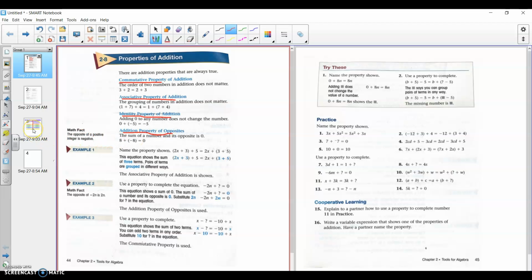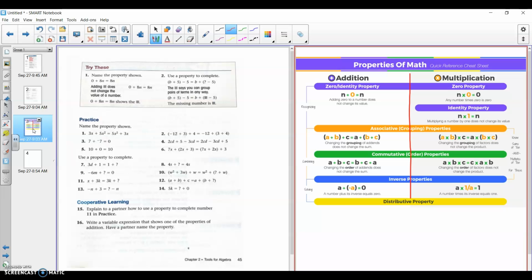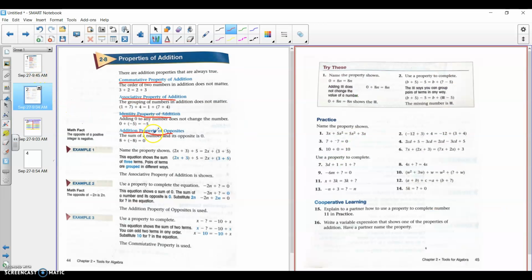These will be found in your Chapter 2 Tools folder. This right here is what I'm referring to, properties of math. I've split it down the middle here so that you can see there's a left side and a right side. The left side is addition, the right side is multiplication. For this page today, page 44 and 45, we're going to be doing addition. I'll explain more as we get to it, but let me continue on by reading on page 44.